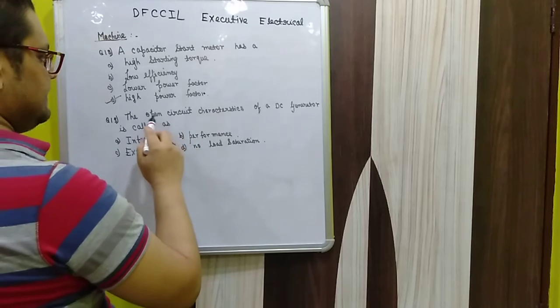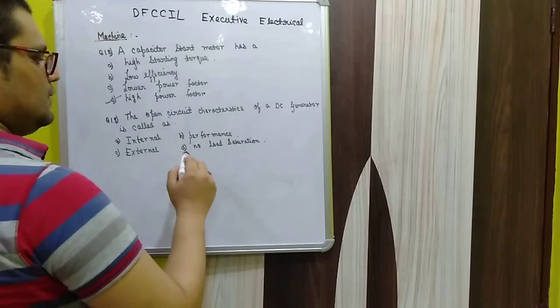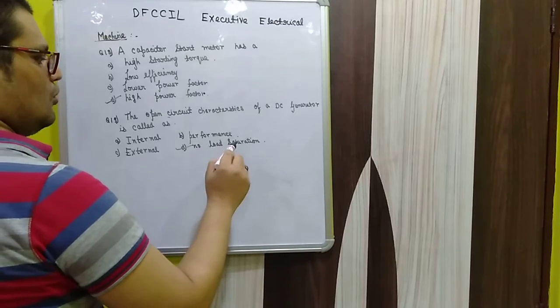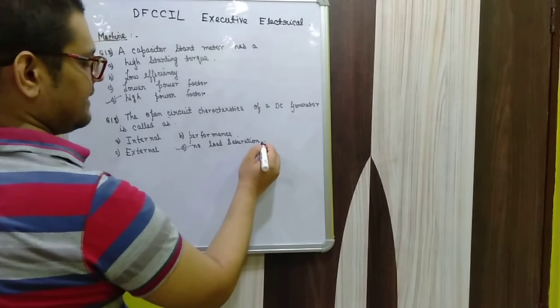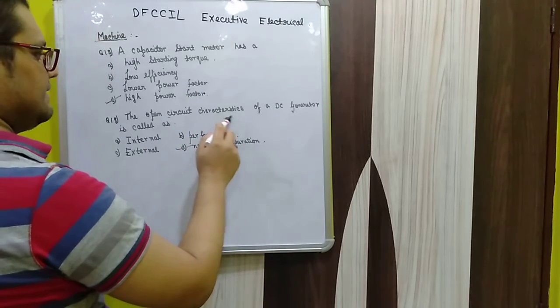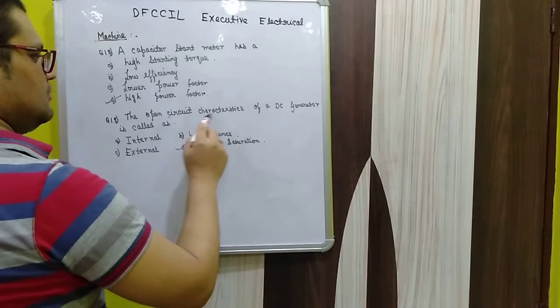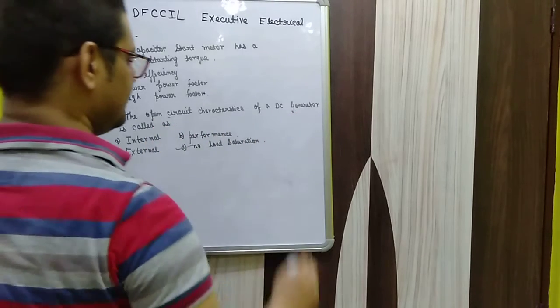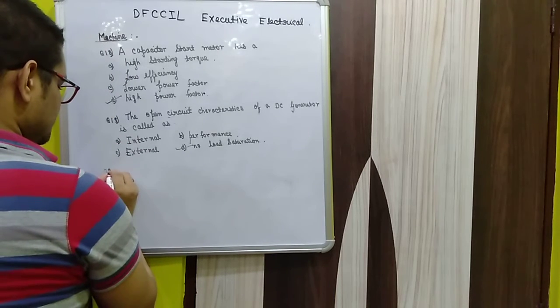So if they are asking the OCC, that is the open circuit characteristics of the DC generator, it will always be the option no load saturation. No load saturation is also called magnetic characteristics. So magnetic characteristics is the term used when they are asking to measure the open circuit characteristics of a DC generator. I hope it is very easy. Now I go to question number 20.